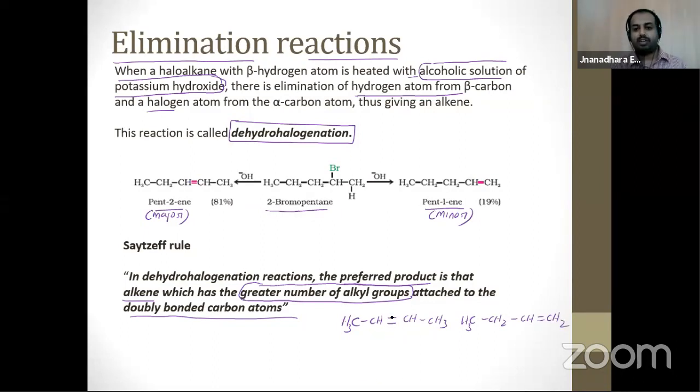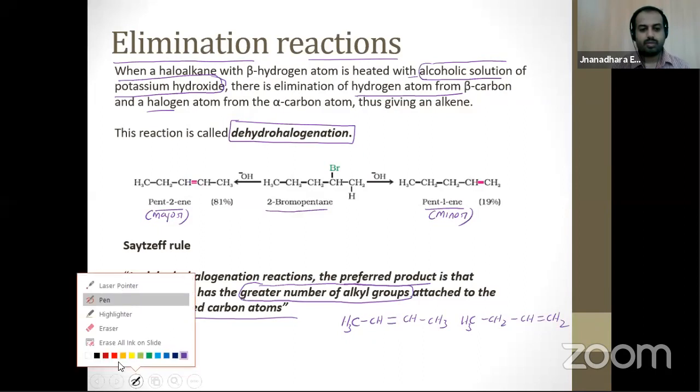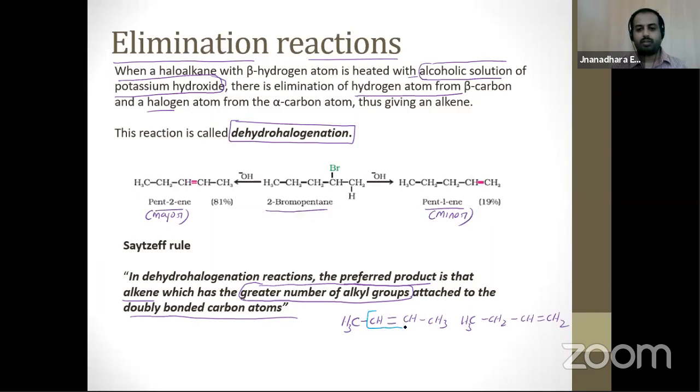Now please observe, focus on the double bond. Let me highlight that. Our focus should only be the double bond. How many alkyl groups are attached to it? 2 alkyl groups, 1, 2. 2 R groups. Whereas look at this double bond. How many alkyl groups? Only 1. 1 R group.